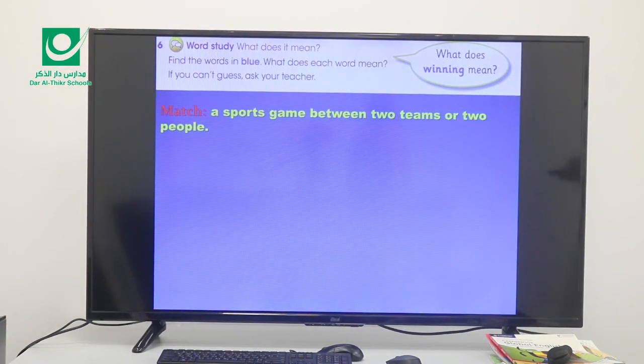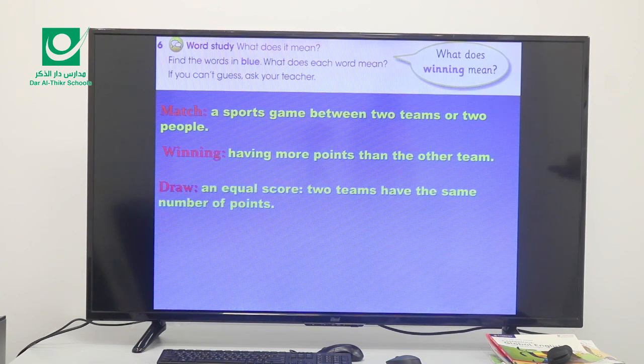The words are match. What do we mean by match? Match is a sports game between two teams or two people. Winning, having more points than the other team. Draw, as we said, is an equal score. Two teams have the same number of points. Losing, having fewer points than the other team.